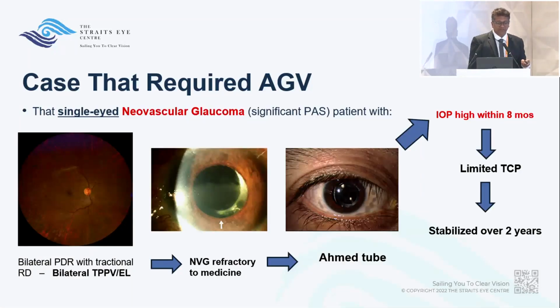So we gave him anti-VEGF, and we also put a tube in his eye. Within 8 months, it did not succeed because this patient is also non-compliant with medications. And I actually managed to do a limited transscleral cyclophotocoagulation. And over the last 2 to 3 years, he has stabilized very well.